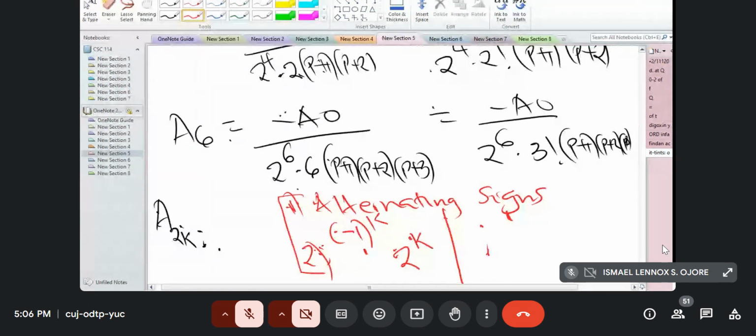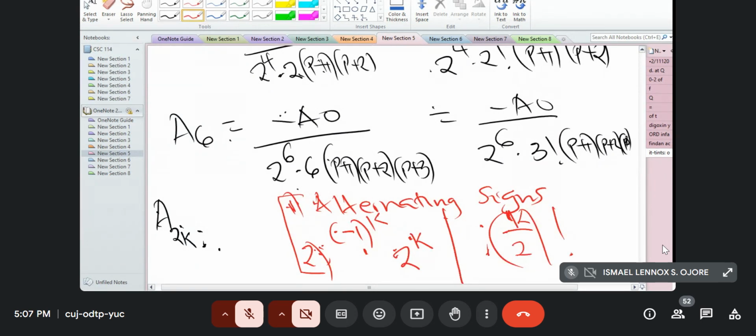Is it k divided by something? Compare 1 and 2. Starting from 2, how can you arrive at 1? Look at 4, then you're having 2, so k divided by 2, right? K divided by 2 factorial. Then finally, we look at the p series.